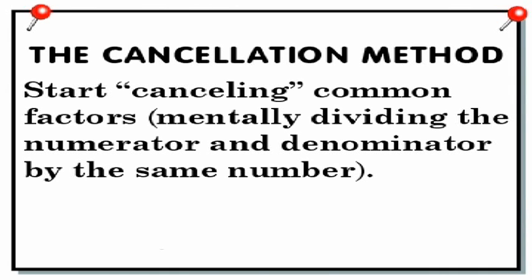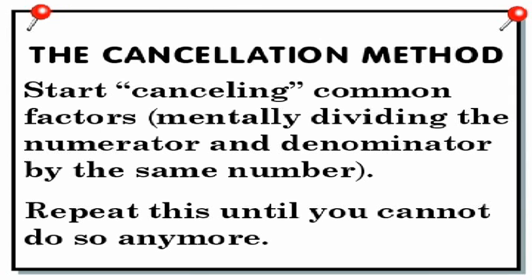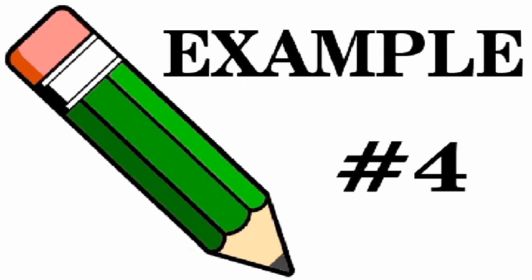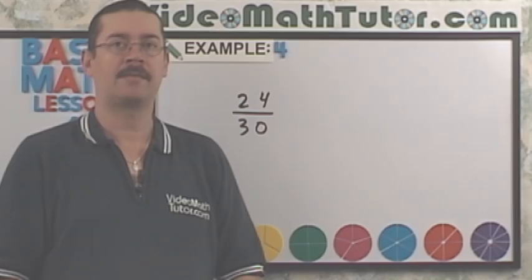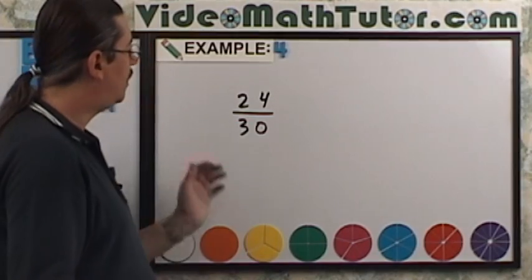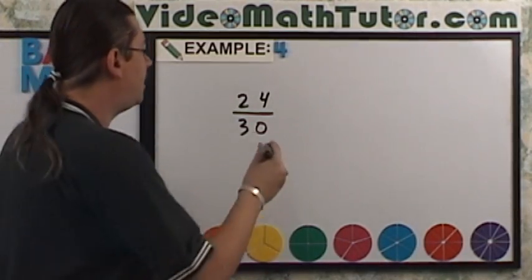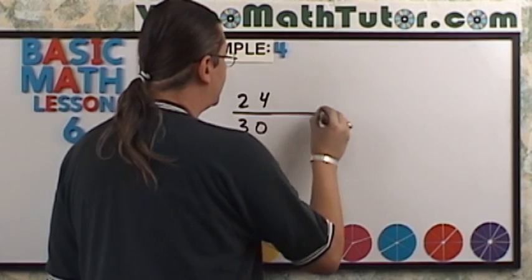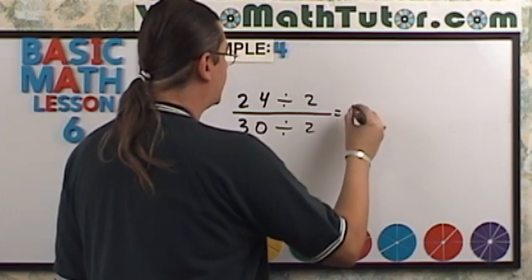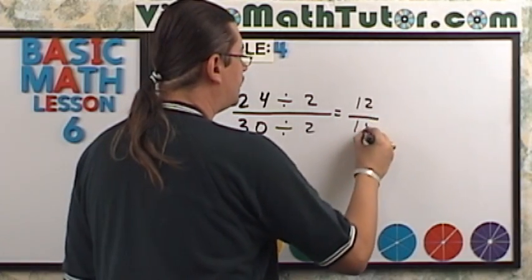The cancellation method. Start canceling common factors, mentally dividing the numerator and denominator by the same number. Repeat this until you cannot do so anymore. I want to simplify this fraction right here. So first off the bat, notice that everything's even. So I can actually divide through by 2. So I'm going to extend this and go divided by 2, divided by 2. And what do I get as an answer? Well, I'm going to get 12/15.